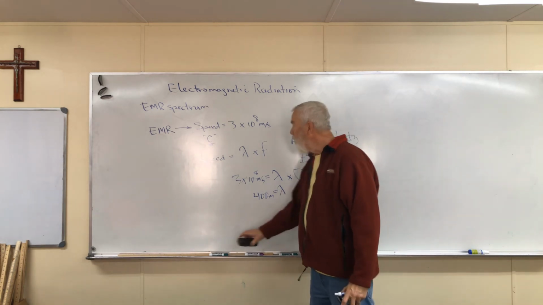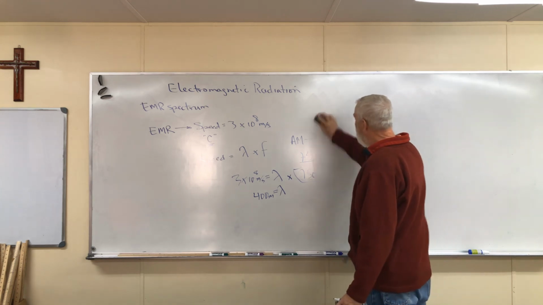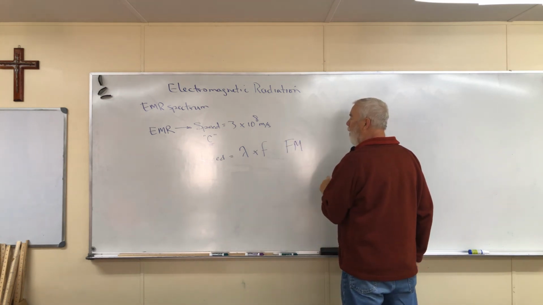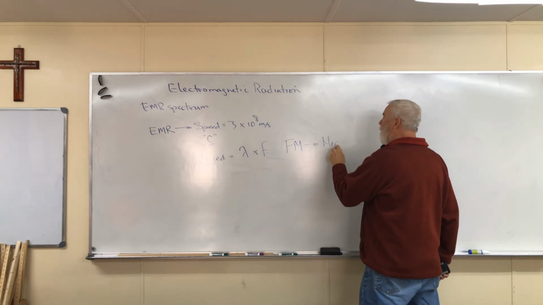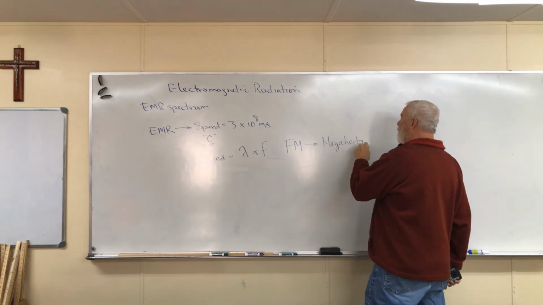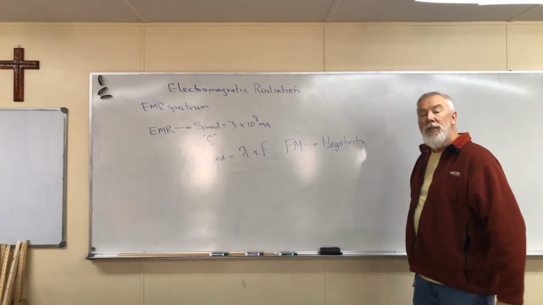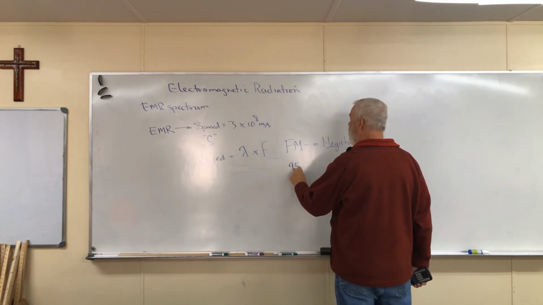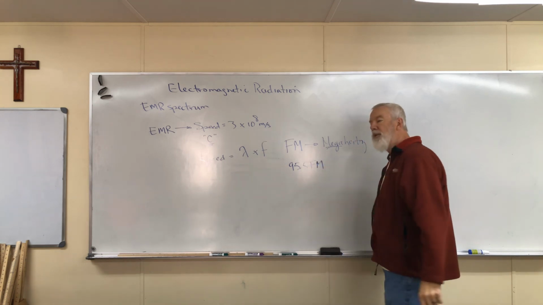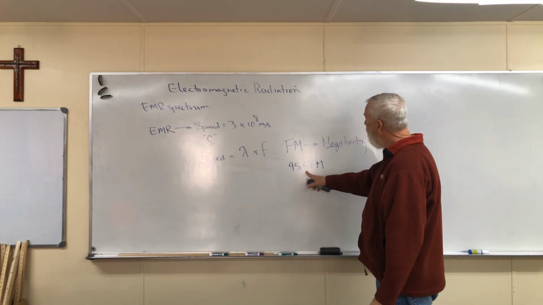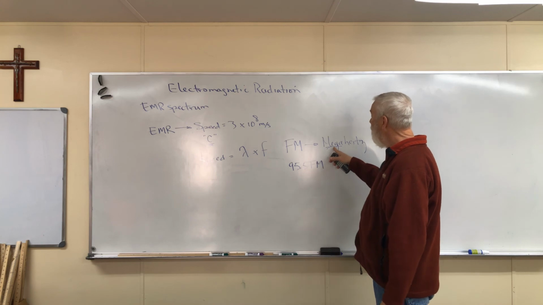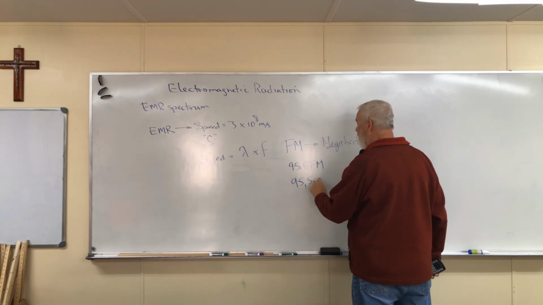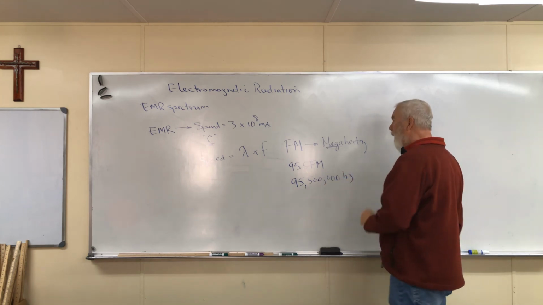Okay? Now, let's do another one right quick so you get the hang of it. Suppose that we're talking about FM radio. FM radio is going to be broadcast in megahertz. Prefix mega, as you should remember, stands for the word million. So let's assume that we listen to 95.5 FM on the radio dial. Well, 95.5 FM means 95,500,000 hertz. Got to be in proper units.